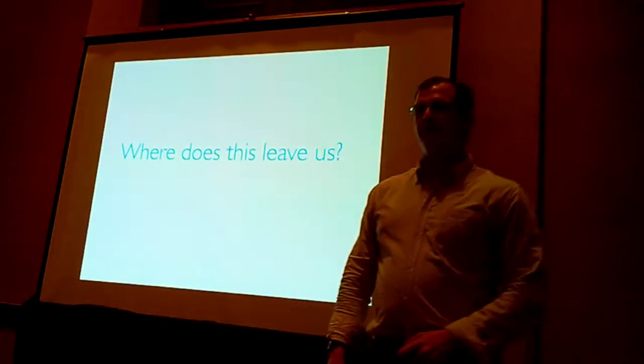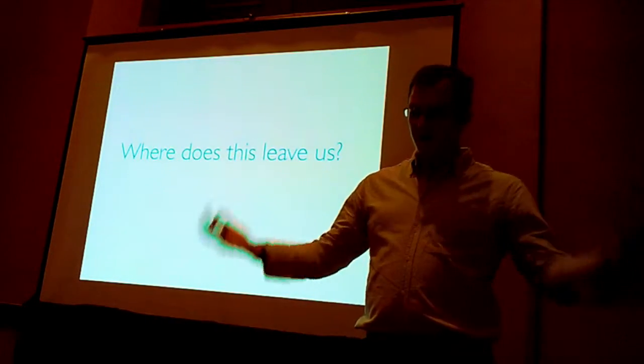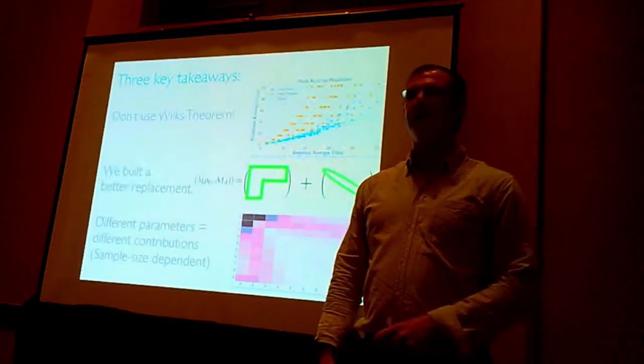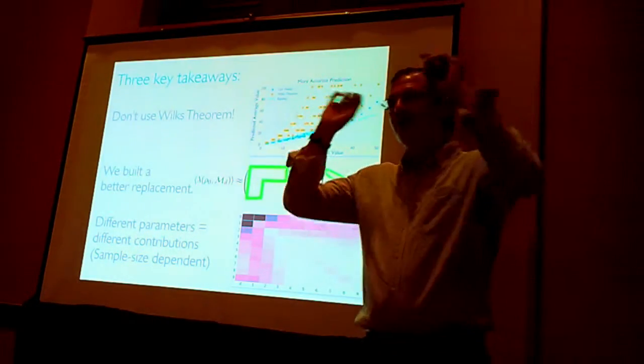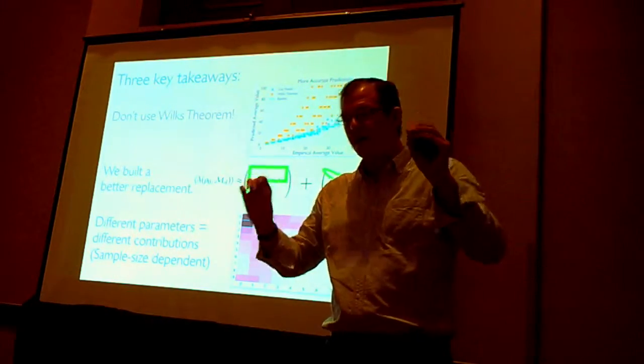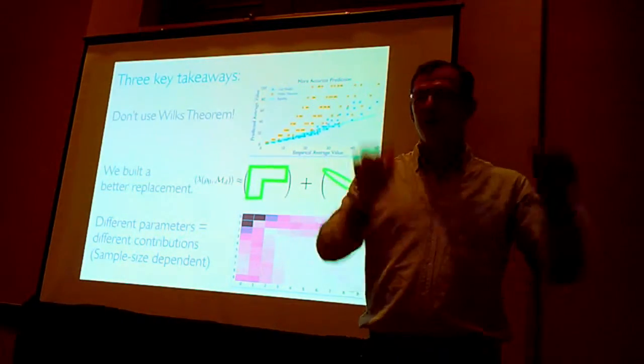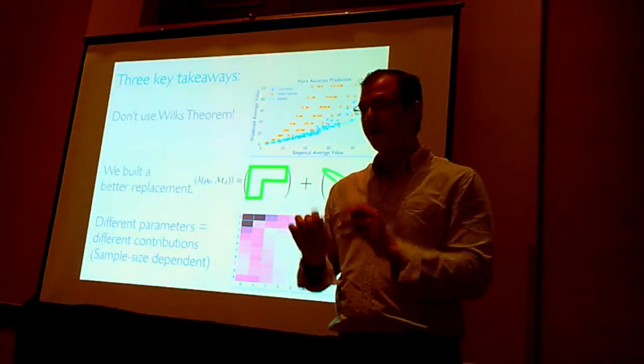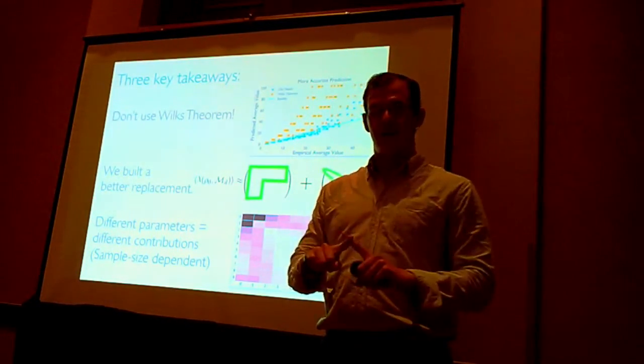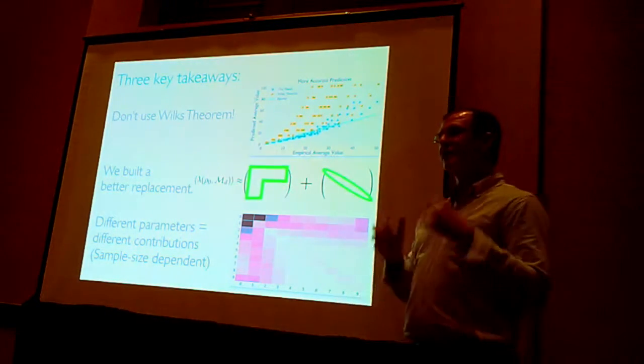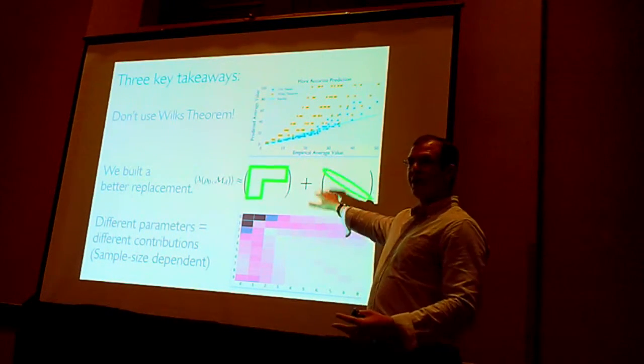Where does this leave us? Where have we come from? Where are we going? I think there are 3 key takeaways. The first is that if you're doing model selection in quantum state tomography, you probably shouldn't be using the Wilkes theorem. You probably shouldn't be using information criteria. It's just not the right thing to do. We have managed to build a simple replacement that does much better.